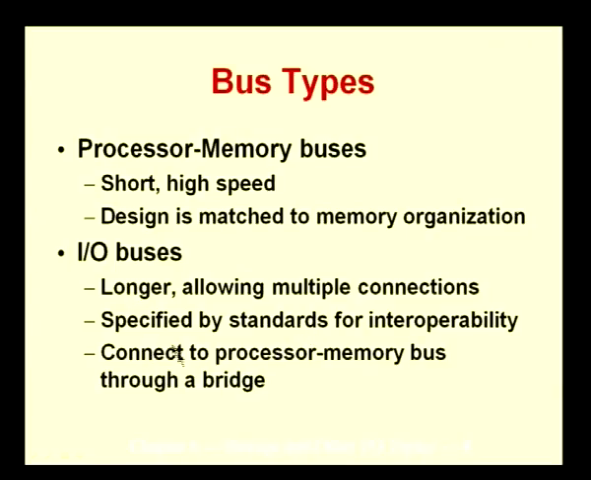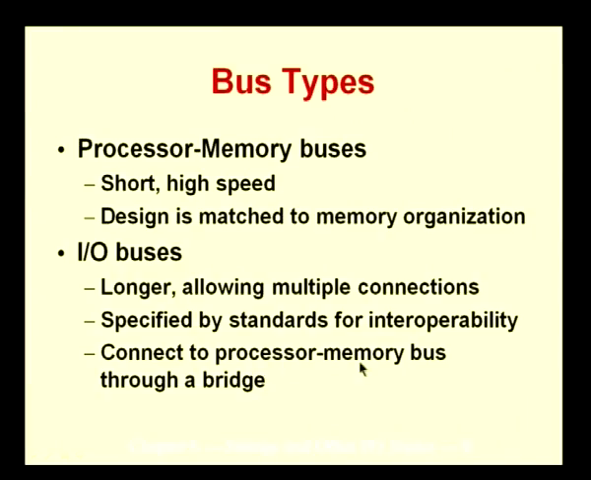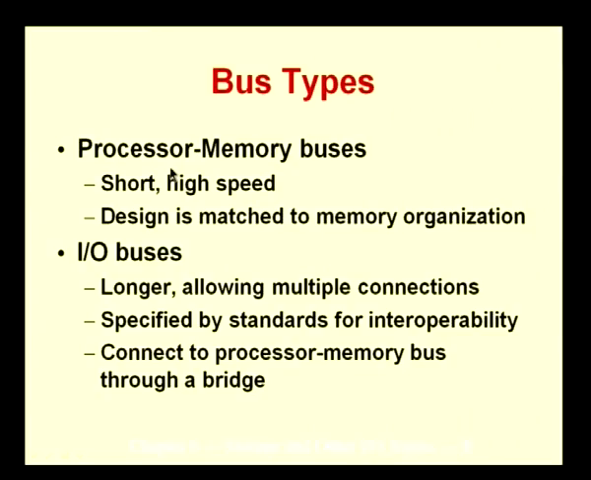To connect to the processor memory bus, you normally have some kind of a bridge that is used. So, the IO bus itself can be connected to the processor memory bus through a bridge. This is basically the system that you normally have: a processor memory bus which connects to the memory, and this processor memory bus can be connected to an IO bus by means of a bridge. This is a typical setup that you could have.